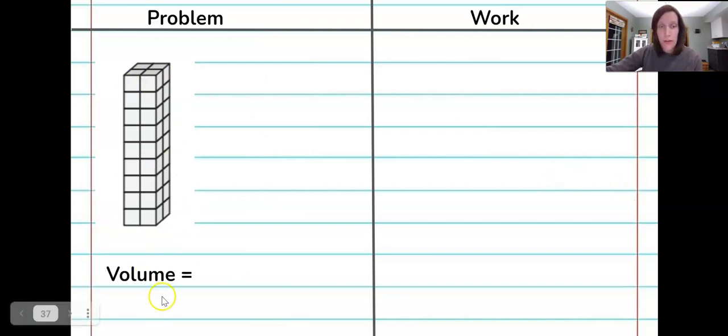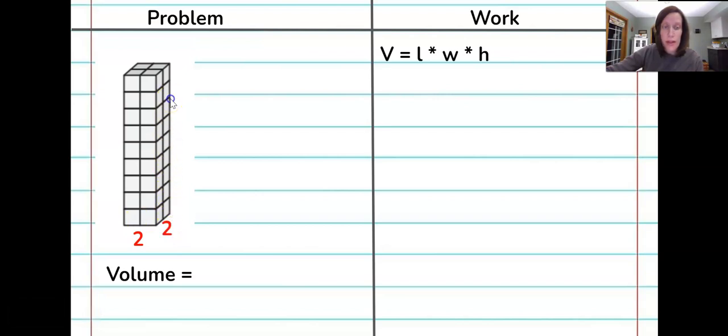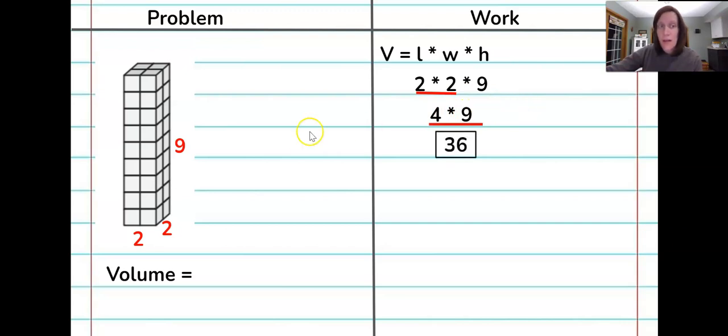Again, you don't need to draw the picture, just write volume over here, and then write our formula on the work side. Volume equals length times width times height. Then we have to find what it is here. So 2 is our length, 2 is also our width, and then 1, 2, 3, 4, 5, 6, 7, 8, 9 is our height. Now I'm going to plug those numbers into our formula. So the volume of this rectangular prism is 2 times 2 times 9. 2 times 2 is 4, times 9, another basic math fact, is 36. The volume of this rectangular prism is 36 cubic units.